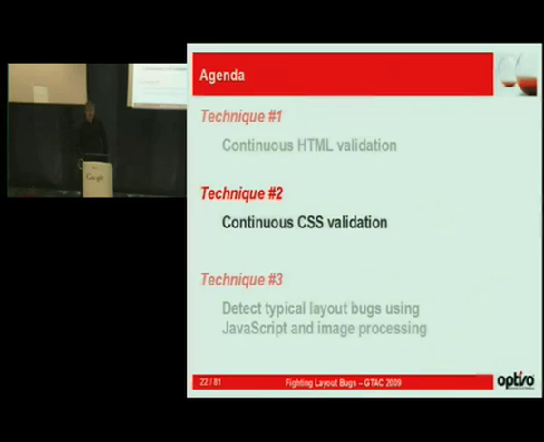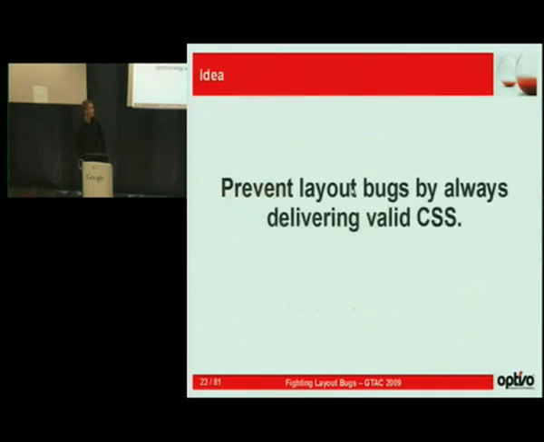Technique number two, a little bit similar, continuous CSS validation. Same idea, prevent layout bugs by always delivering valid CSS. And once again, I would like to ask, who does this on a regular basis in their development process? Oh, two guys. Cool. Okay, this is an Opera developer, I guess.